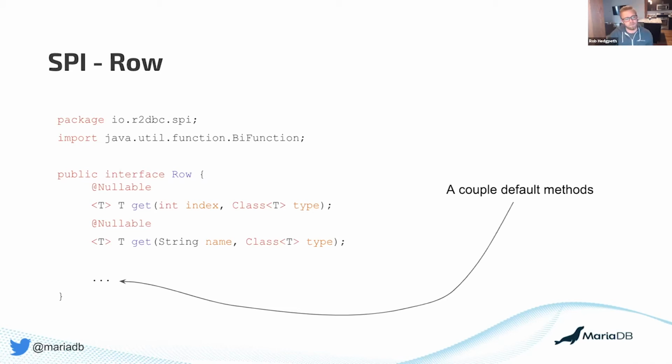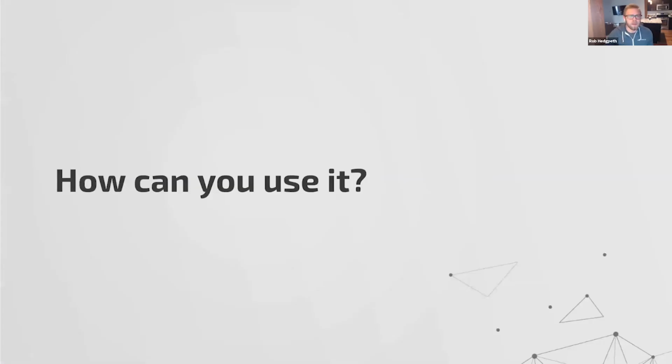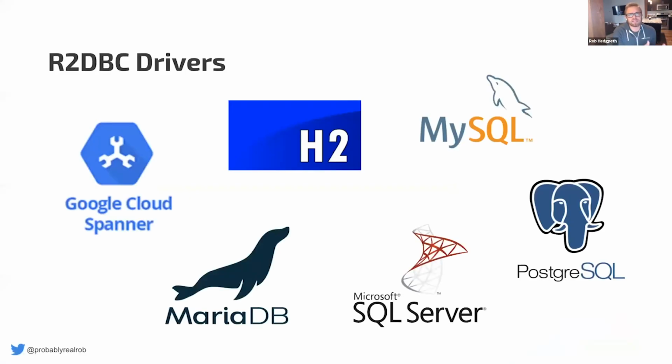Nothing new or exciting here, other than the fact, of course, that it's using the reactive streams specification to create a truly reactive experience. But how can you use it? And that's specifically what we want to get into here. Well, this revolves around the idea of using an R2DBC driver, or you can think of it as a connector to the underlying database. Now, there are a variety of these in different stages of development. Everything from Google Cloud Spanner, H2, Java Database, MySQL, Postgres, SQL Server, and of course, MariaDB, which, where I work, I'm going to just go over a couple examples using it specifically.